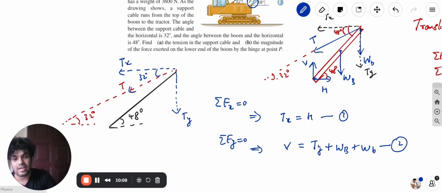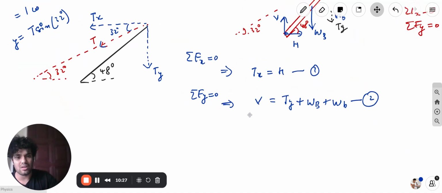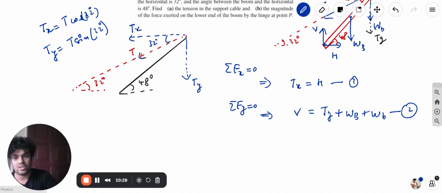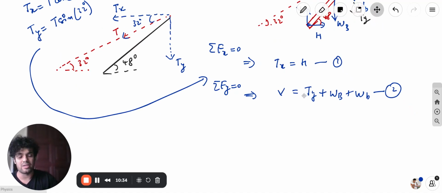So I can say that the horizontal component of tension is equal to T cos 32. And my vertical component of tension, Ty, is equal to T sine 32. There you go, so you have the components. Now I can just plug them over here, right? I can just plug these values over here to make the equation a little bit better.